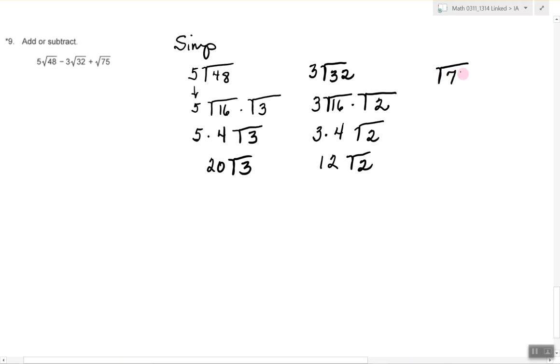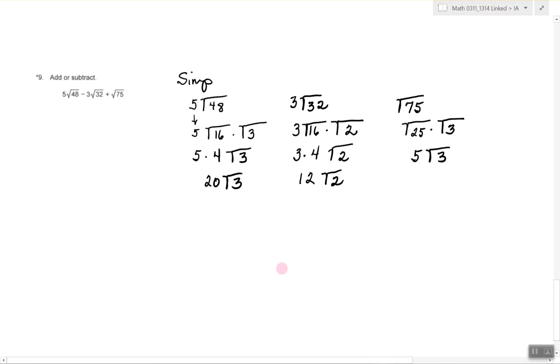Square root of 75. I think we've done 75 before. You begin to build up memories of simplifying certain numbers. And this is 25 times 3. That gives me rational 5 times the square root of 3.